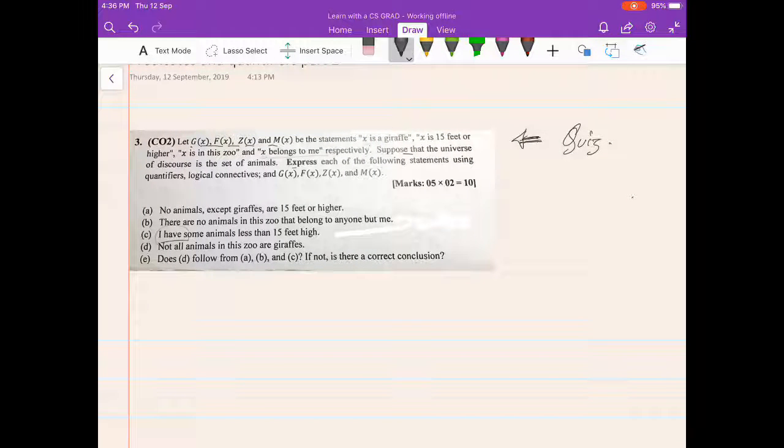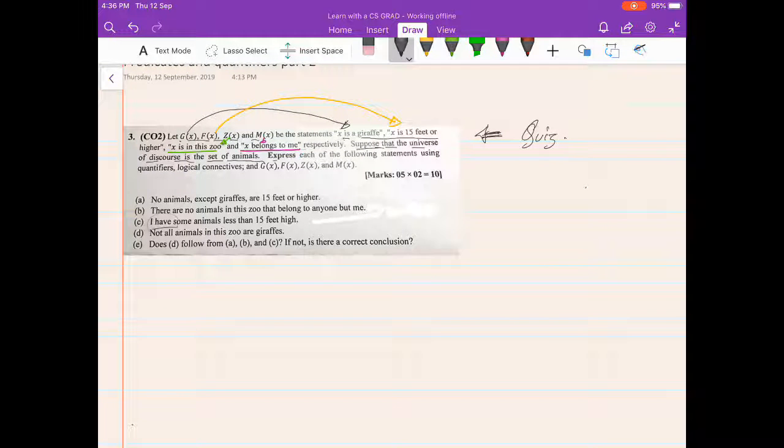So these functions represent these statements, so let's mark them up so it's easier for us to understand when we are solving the question. Suppose that the universe of discourse is the set of animals. Remember we wrote ∀x or ∃x, where we put values of x, like in the function P(x) we put values of x, and we get a result, true or false. In this case, this x represents animals.